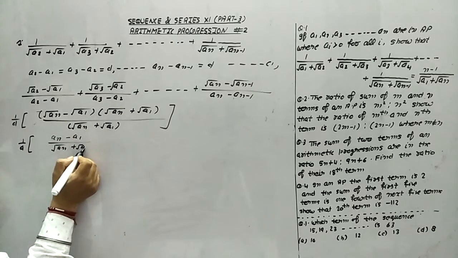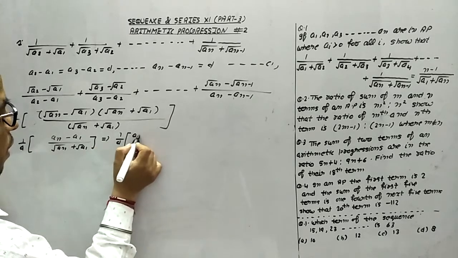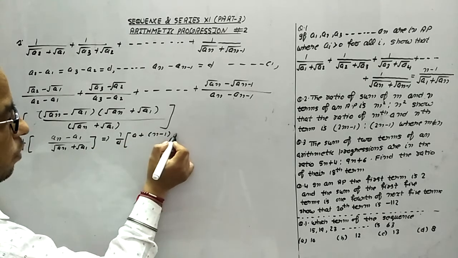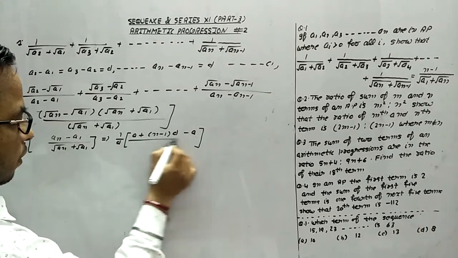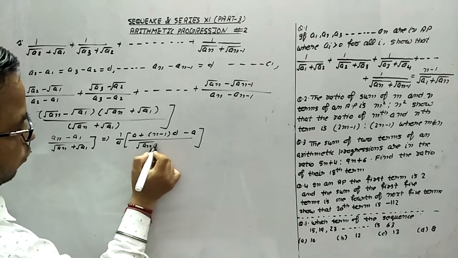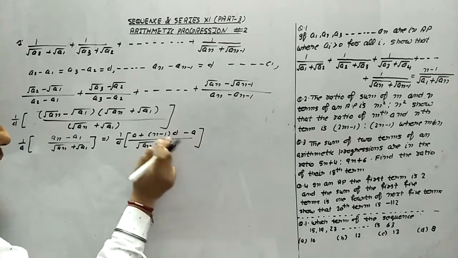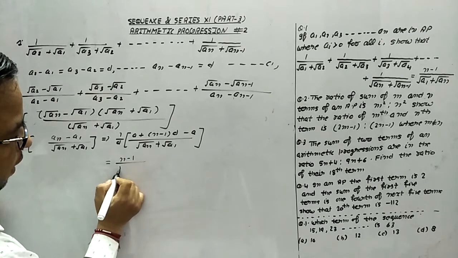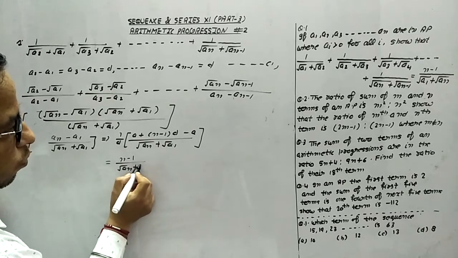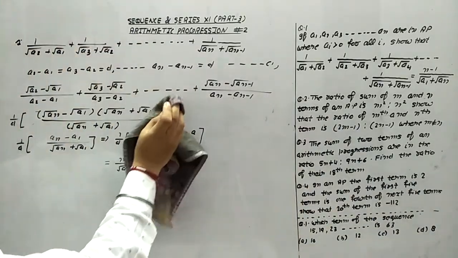Now 1 upon D, this is (a minus b)(a plus b), so AN minus A1 upon root AN plus root A1. Now we will put in the values. 1 upon D, AN means A plus (N minus 1) into D, and the first term is always A only, we will consider this part, upon root AN plus root A1. Now after solving this, A cancels out and D will be cancelled out by this one. It means the remaining part is N minus 1 upon root AN plus root A1, and this is the answer. So this is the way to solve this very important question.